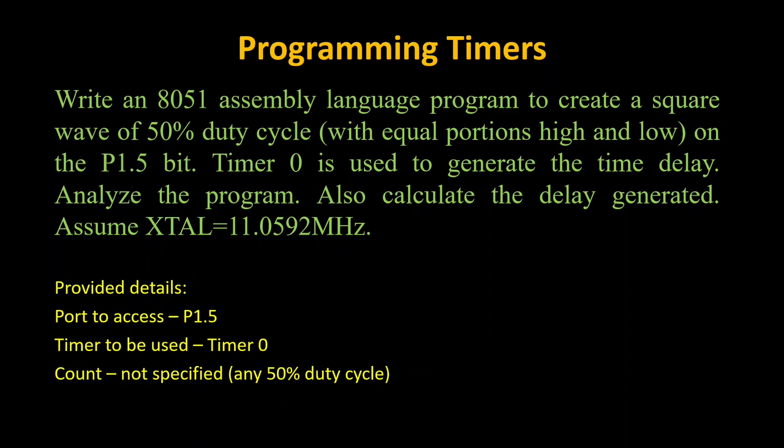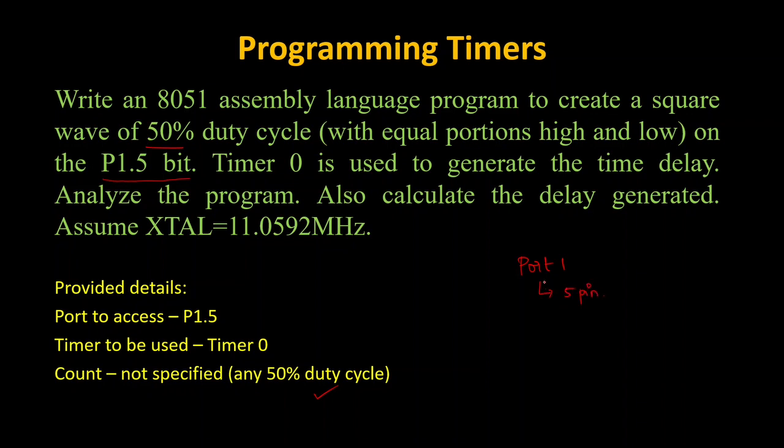So we are able to write a program. Write an 8051 assembly language program to create a square wave of 50% duty cycle. My first point is the 50% duty cycle. It is going to have equal portions of high and low, because it is a square wave, right? After that, the output is going to appear on port 1.5, that is, port 1 and the 5th pin.